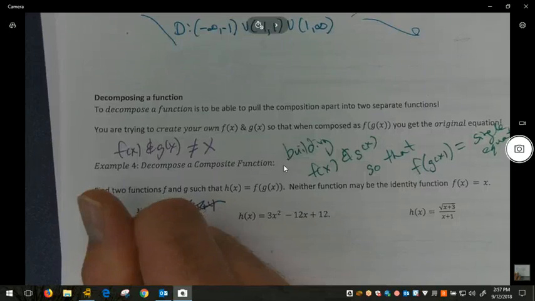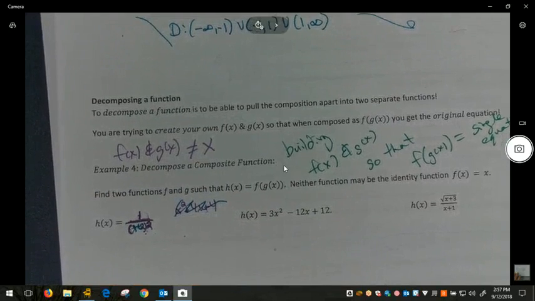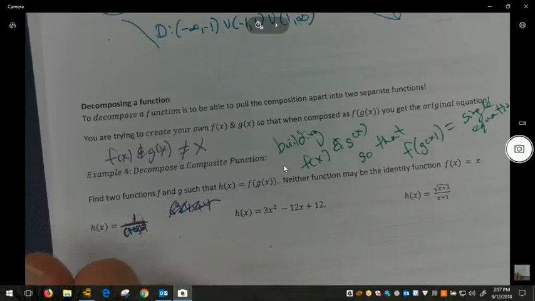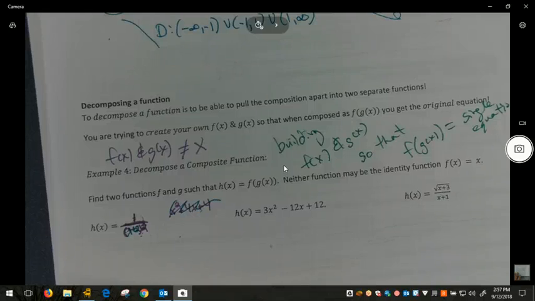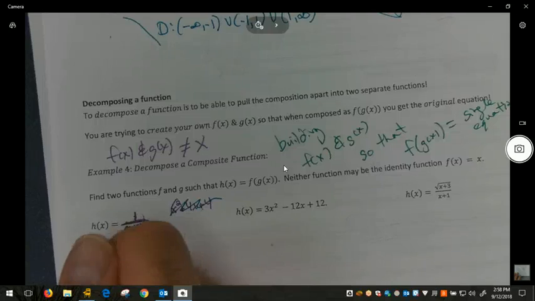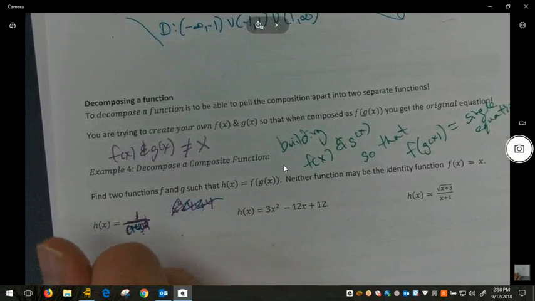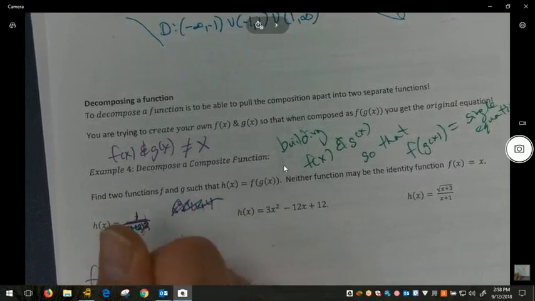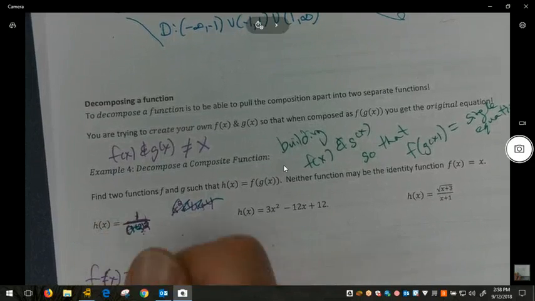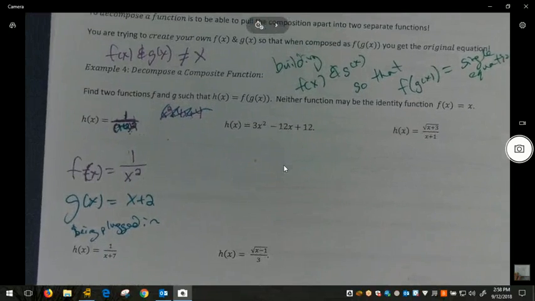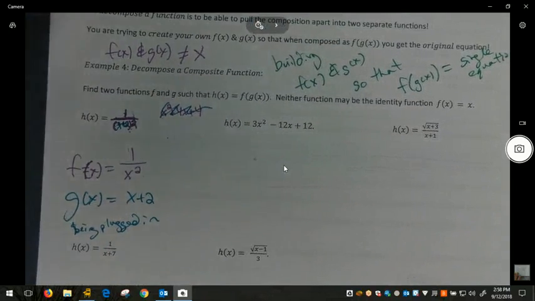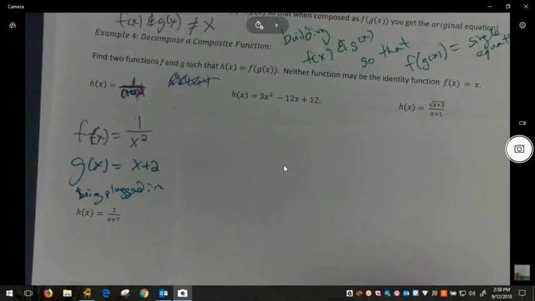The x plus 2 is what's being plugged in. So I'm going to say what's being plugged in is the x plus 2, and the operations that happen to this are 1 over that, which we're going to call 1 over something squared, 1 over x squared. So what I need to do then is actually check this on a sheet of paper to make sure that it does work.